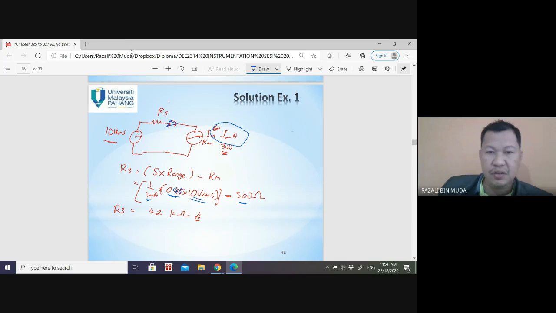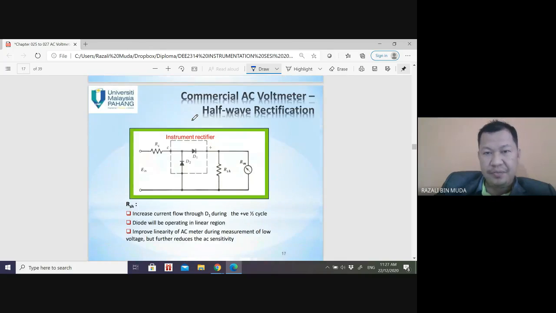For full wave, the diode part will change slightly because you need to modify it. There are 4 diodes being used so that the current always flows in the same direction through the meter movement. We will see that later. Understand this one?